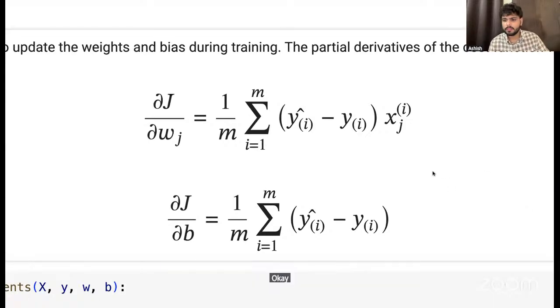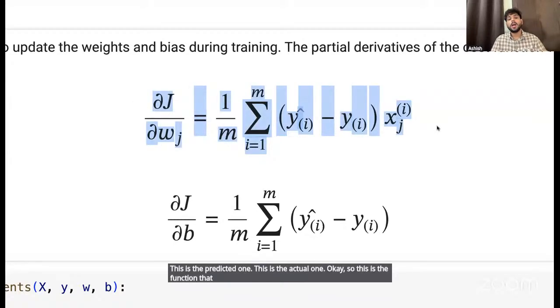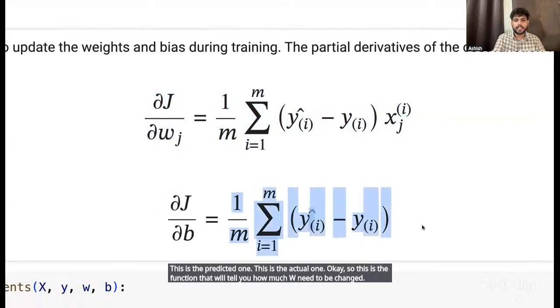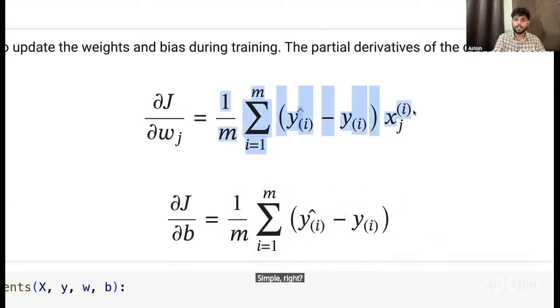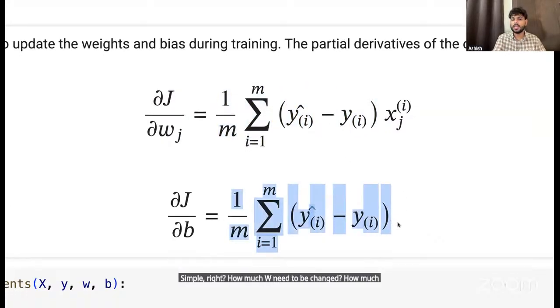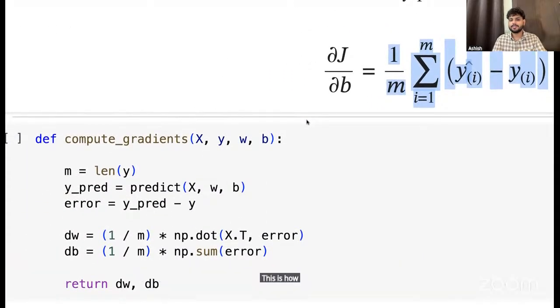Which one is predicted and actual? Wherever you have the hat here, this is the predicted one, and this is the actual one. So this is the function that will tell you how much W needs to be changed, and this function will tell you how much B needs to be changed. Simple, right? How much W needs to be changed, how much B needs to be changed, and how to write the same thing in terms of functions. This is how to do it. This is how easy it is.